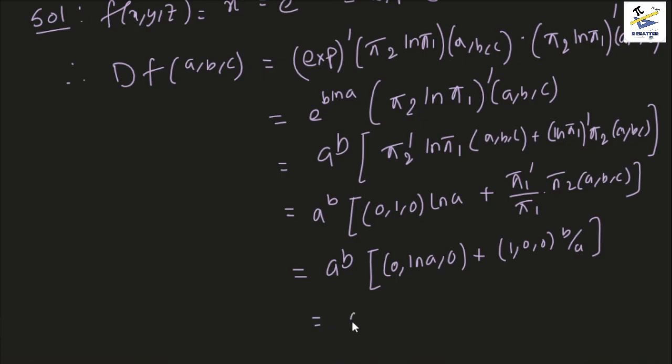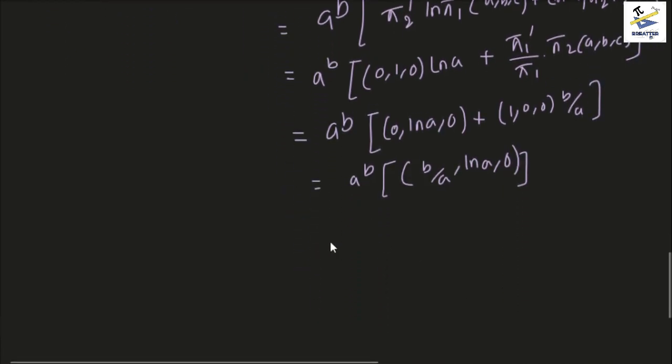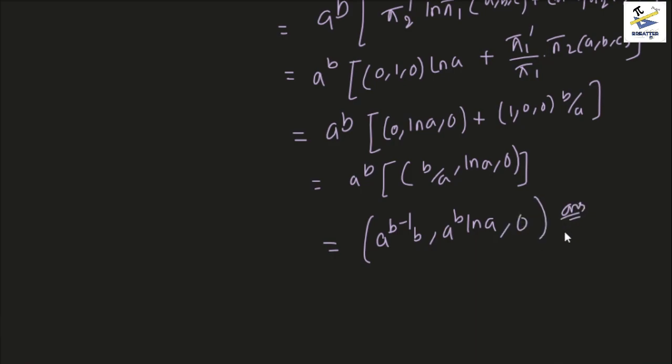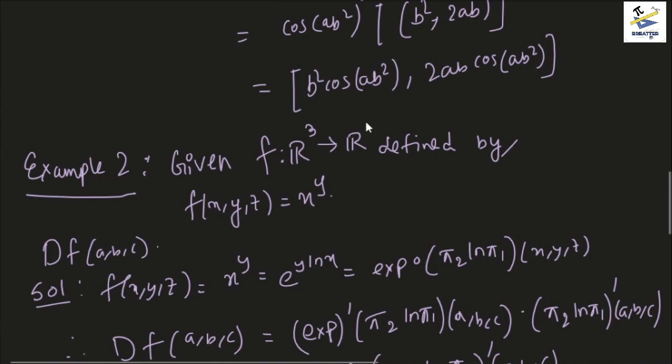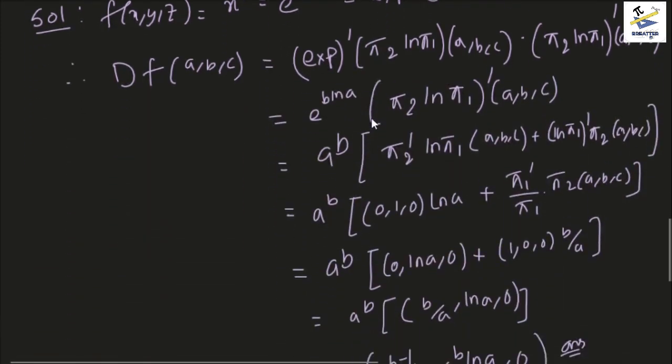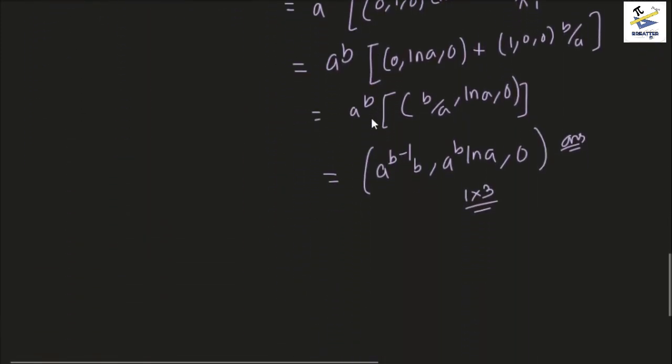So it becomes a to the power b, and in bracket it becomes b by a, ln a, 0. And thus, multiplying the constant a to the power b inside the vector, we get the ultimate derivative as (a to the power b minus 1 into b, a to the power b into ln a, 0), which is the answer. You can check, it's basically a 1 cross 3 matrix, which should be the answer because the function was from R to the power 3 to R to the power 1. And it makes sense. Okay, let us do another one.